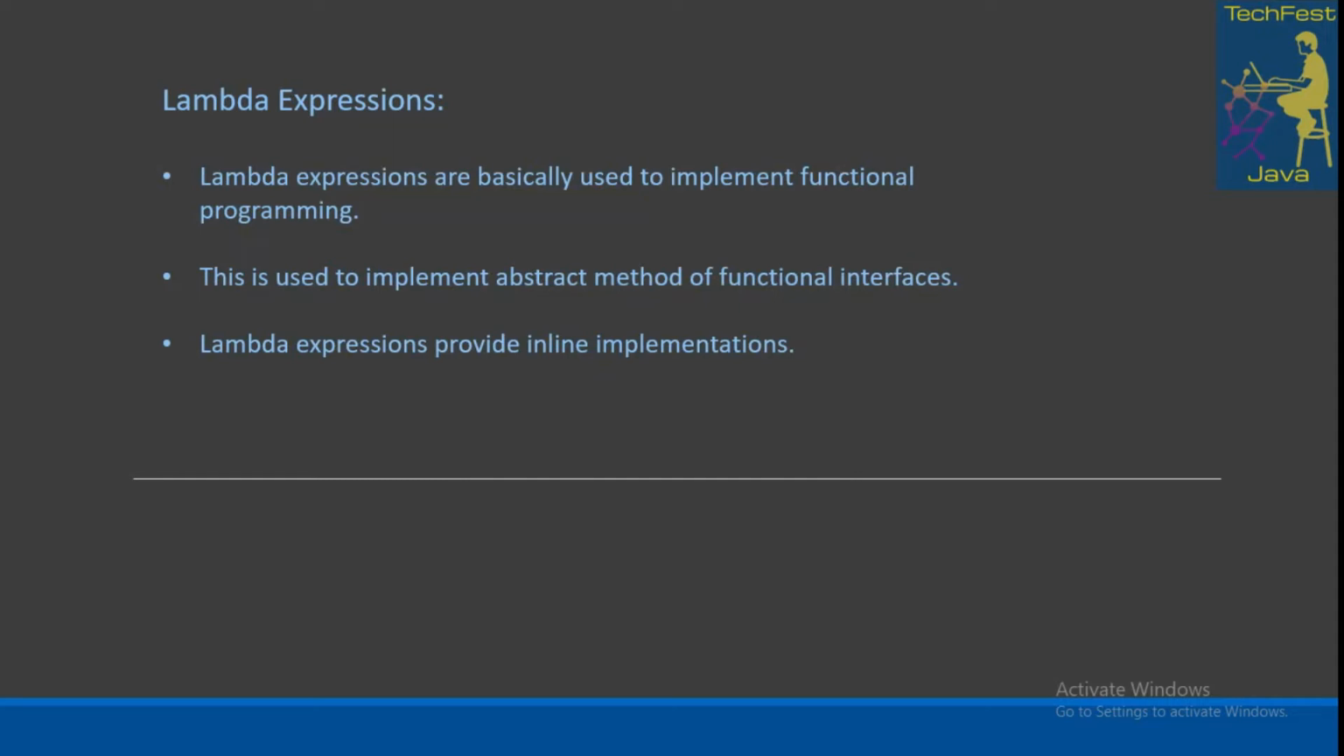To implement that abstract method before Java 8, we had to write an implementing class of that interface, then override the abstract method and give its definition. But Java 8 provides the leverage to not write any implementing class. We can directly implement the abstract method by using a Lambda expression. How we do this, we will see when we do the hands-on on this particular topic.